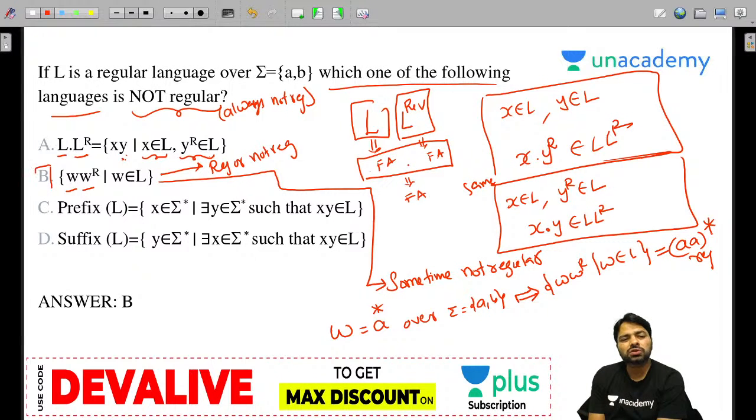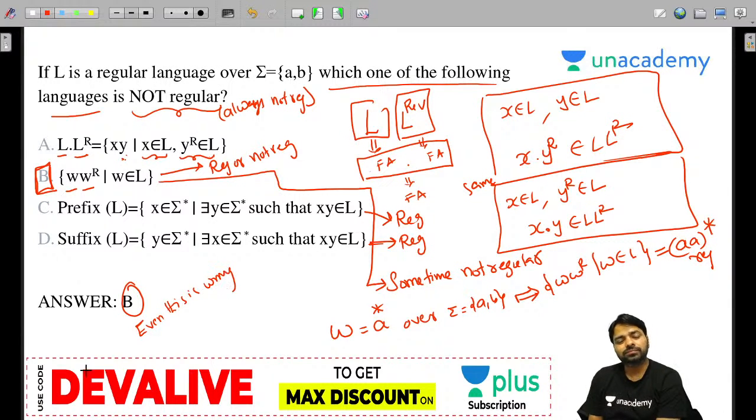But it is the only suitable answer as per the given options, because prefix operation is always regular and the suffix of a regular language is always regular. So only option B is left. So most of the people are choosing B. Luckily it is. But marks should be given to all. This is only suitable but not complete, guys. So even this is also wrong.